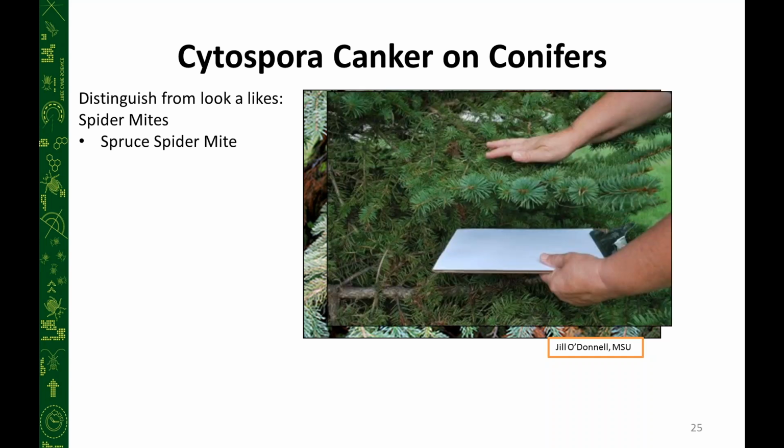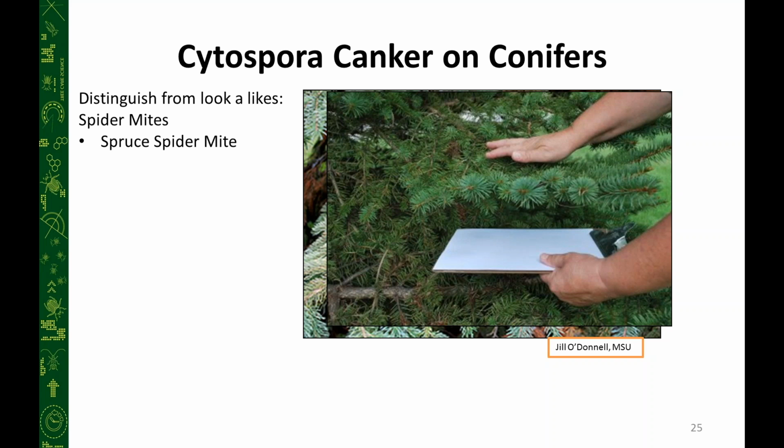And as we know, to check for mites, what you would need to do is do that kind of paper test. So you would take a nice white sheet of paper, you would slap those needles down on that paper, and then you would observe for mites either with a hand lens, or of course you can do a little hand smear and see if you have any little red streaks there. And that would be, again, a sign that you have spider mite damage there.